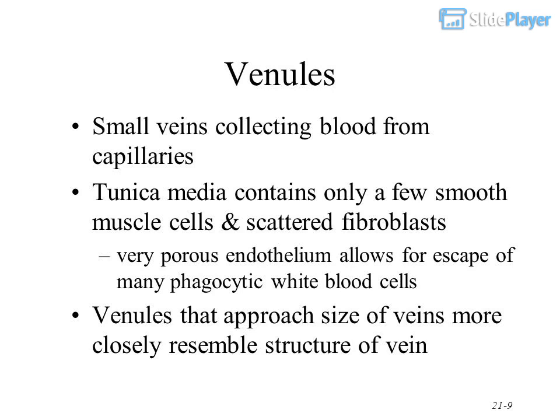Venules are small veins collecting blood from capillaries. The tunica media contains only a few smooth muscle cells and scattered fibroblasts. The very porous endothelium allows the escape of many phagocytic white blood cells. Venules that approach the size of veins more closely resemble the structure of a vein.